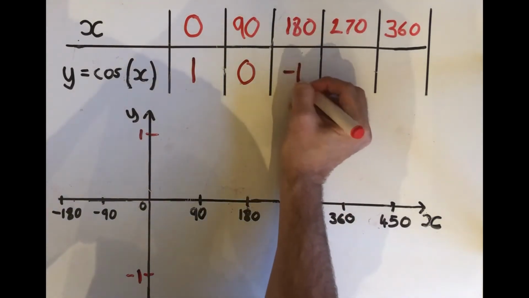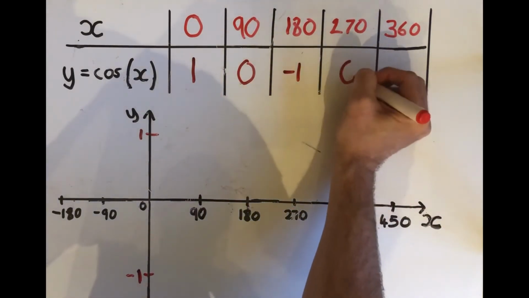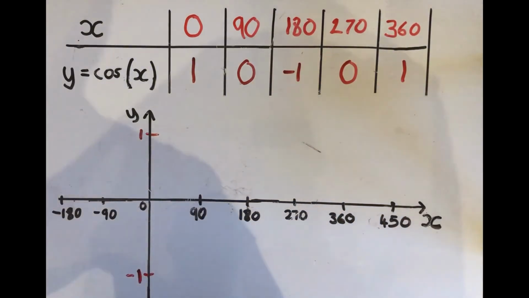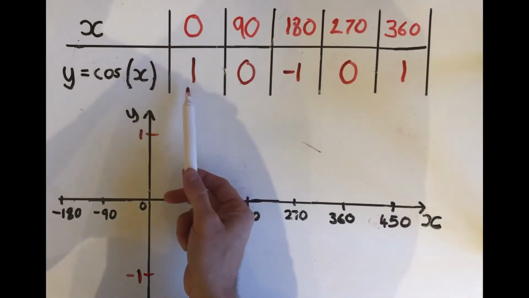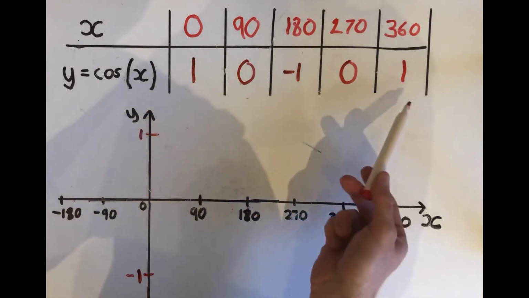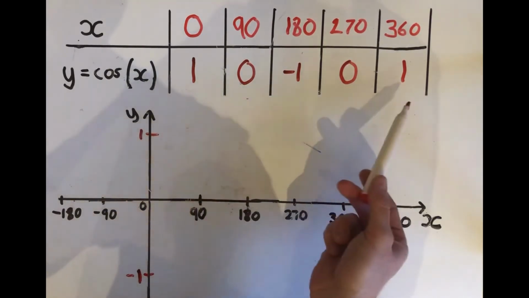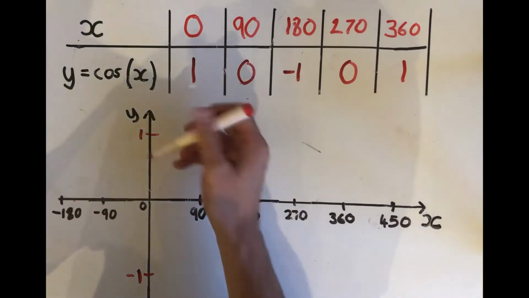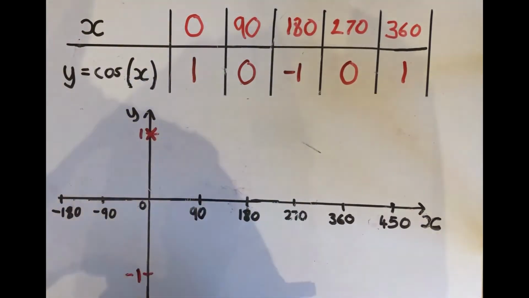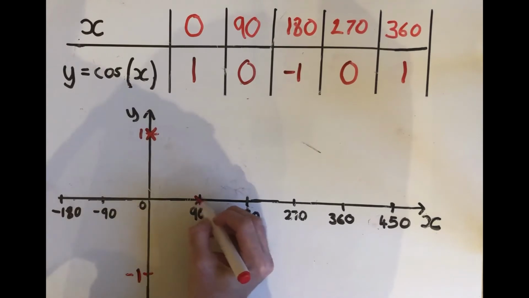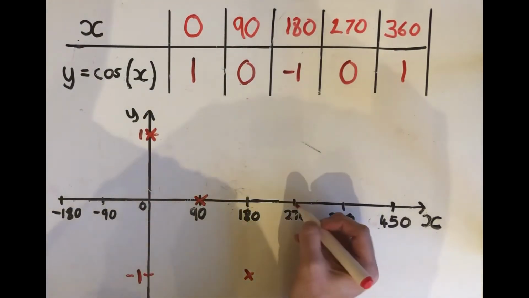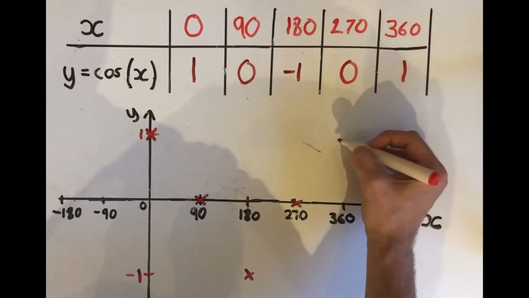180 is -1. 270 is 0. And 360 is 1. Same numbers, but with a sine graph, they went 0, 1, 0, -1, 0. It's like the pattern has shifted over one. So we're starting up here at 1. At 90, we're coming down to 0 here. We're coming down to -1, back up to 0, and back up to 1.